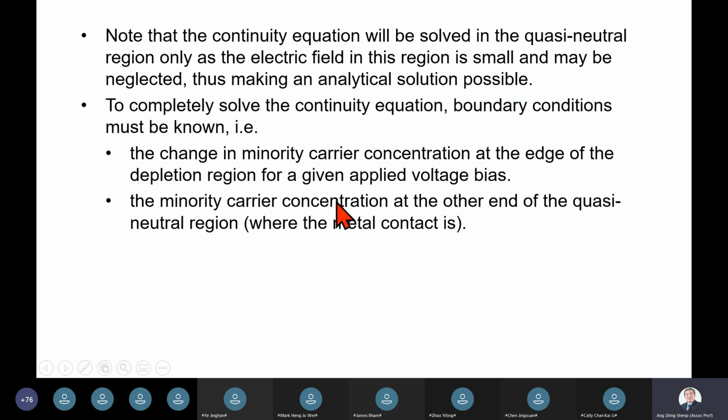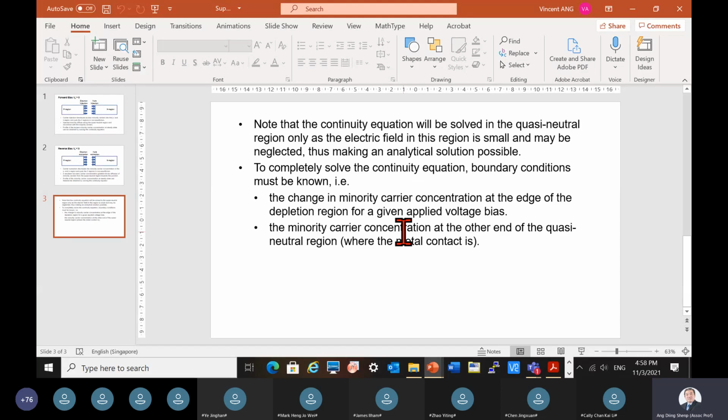So we must have a way to determine the change in the minority carrier concentration at the edge of the depletion region, as well as the other side of the quasi-neutral region where the metal contact is. So I will do that next.